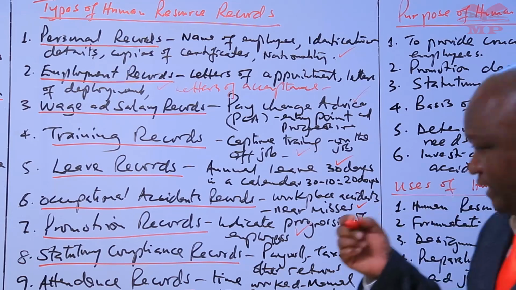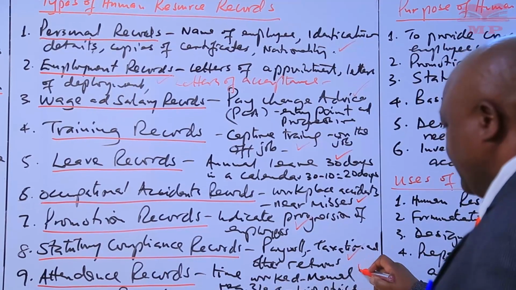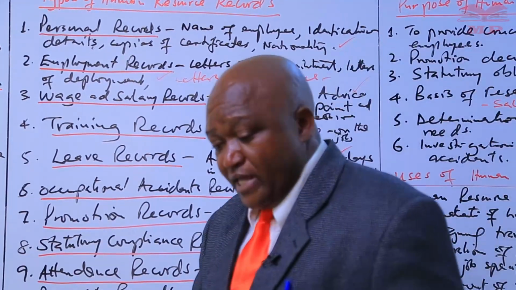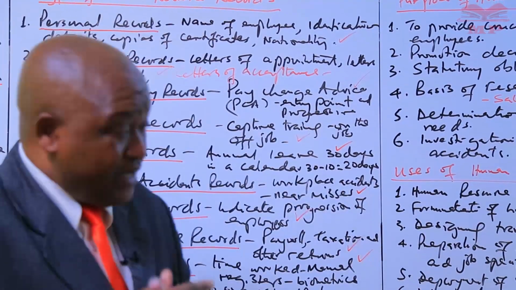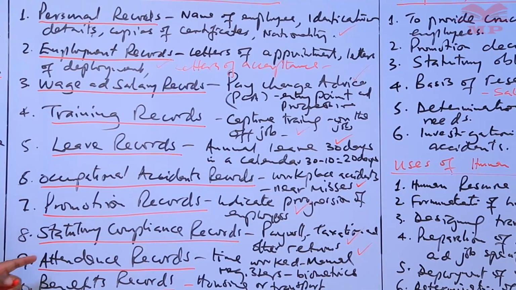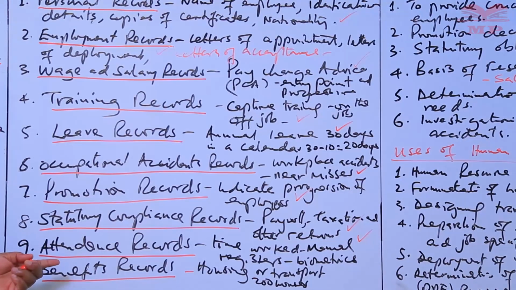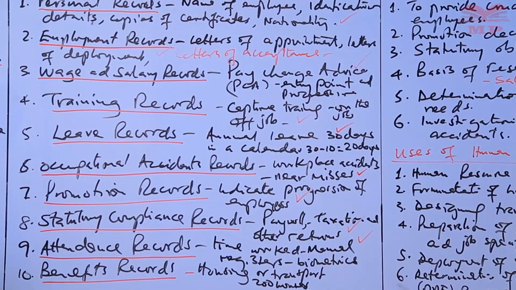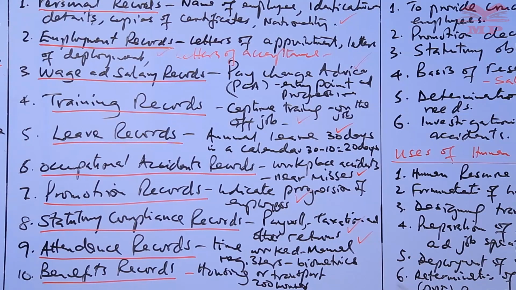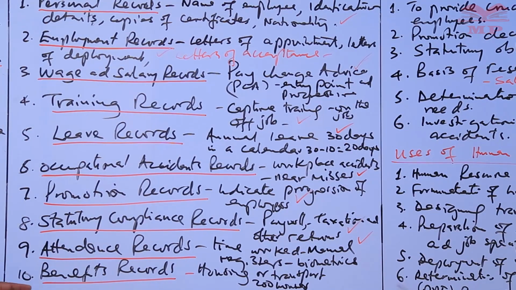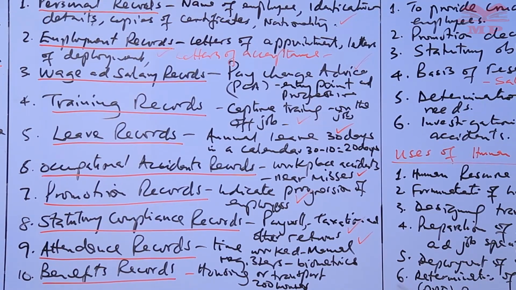Then when it comes to attendance records, we have indicated that organizations may have manual or biometric methods of capturing attendance. And where these kind of time records are maintained, then those attendance records are crucial in making decisions regarding employee pay. Then we have also talked about number 10, benefits records.